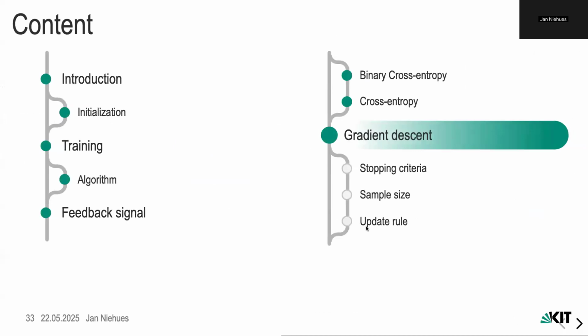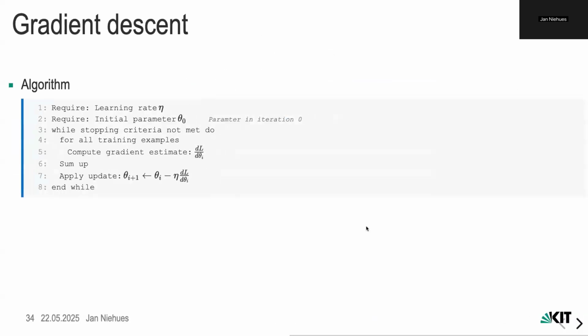So this is about the feedback signal. Now we want to look again at how we are doing the gradient descent algorithm. But before we do that, any questions? Good. So how does that look like?